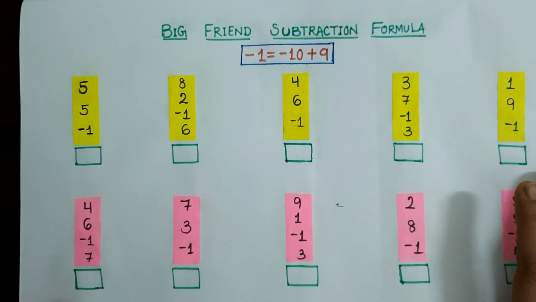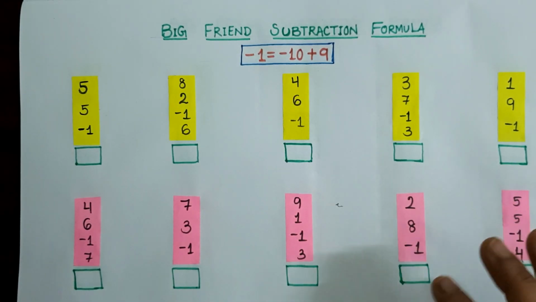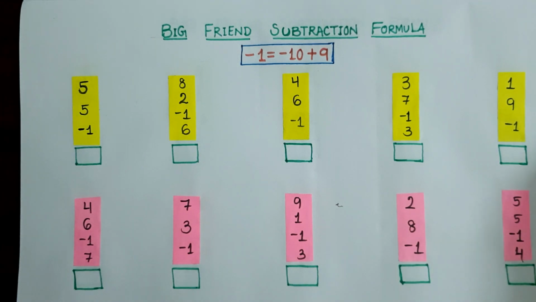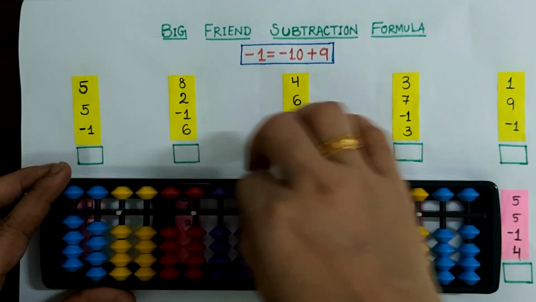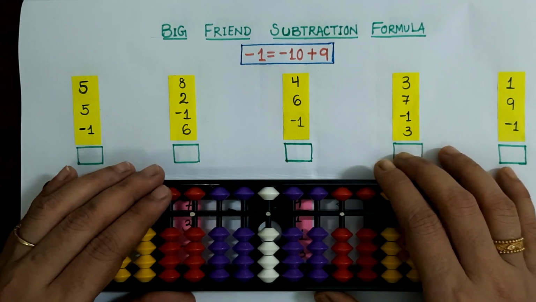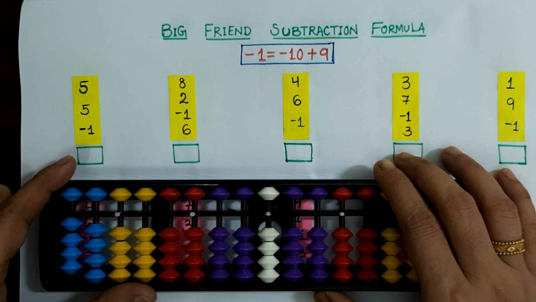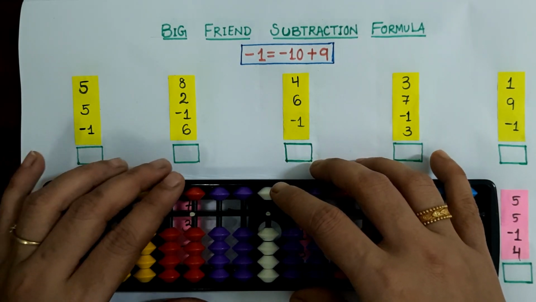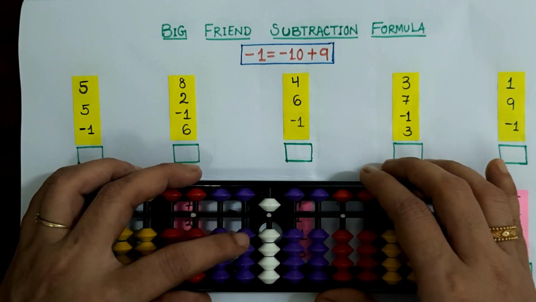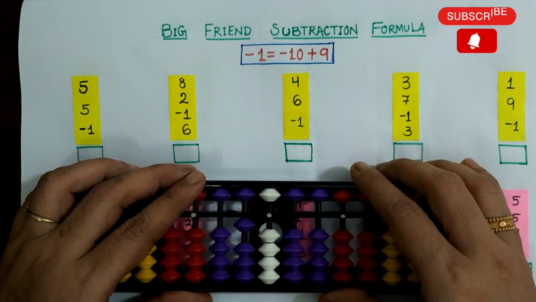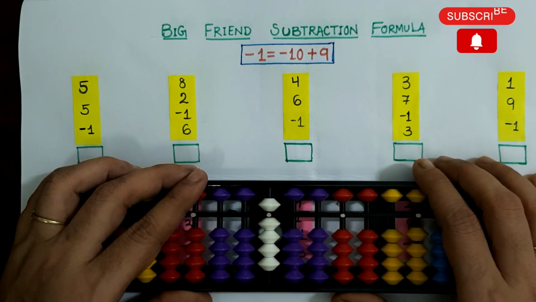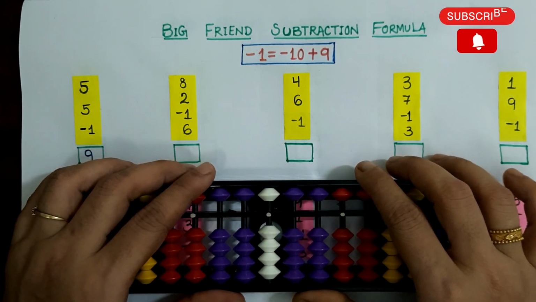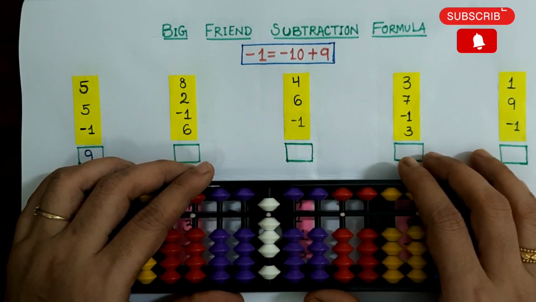Now, I am going to solve these 10 sums. Let us solve the first sum. The first sum is the same here, 5 plus 5 minus 1. 5 plus 5 is plus 10 minus 5, minus 1 is minus 10 plus 9. The answer is 9. The second sum is 8 plus 2.